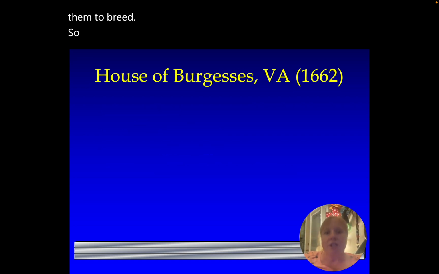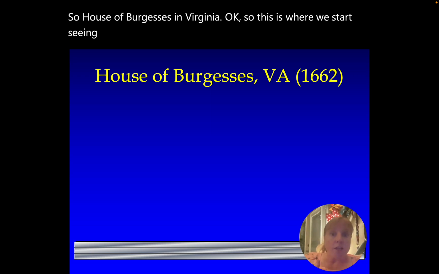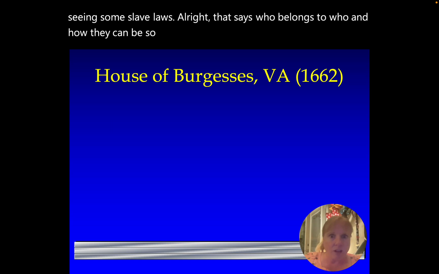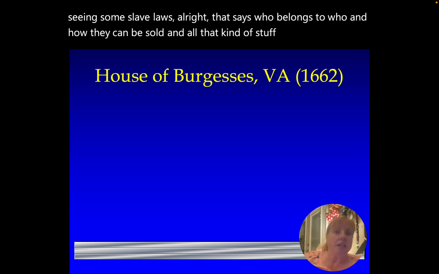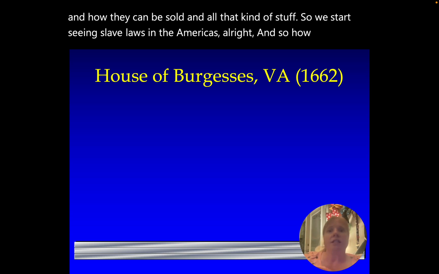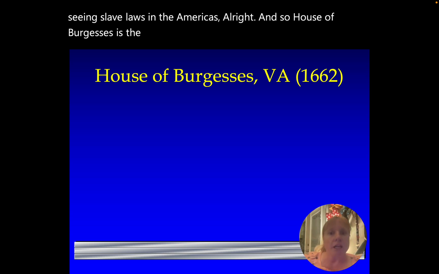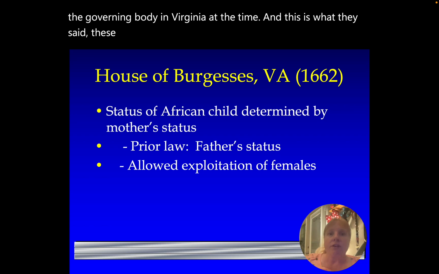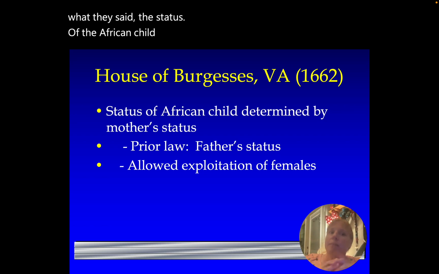So, House of Burgesses in Virginia. Okay, so this is where we start seeing some slave laws, all right, that says who belongs to who and how they can be sold and all that kind of stuff. So we start seeing slave laws in the Americas, all right? And so House of Burgesses is the governing body in Virginia at the time. And this is what they said. The status of the African child is determined by the mother's status, okay?